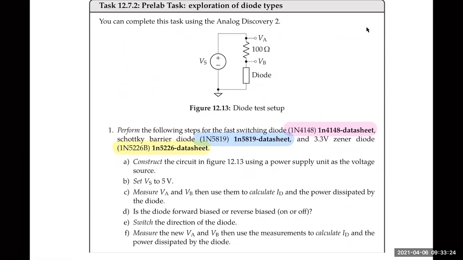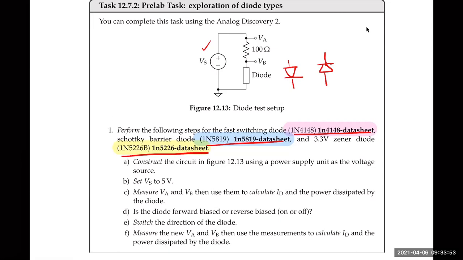So in pre-lab task 2, keep in mind that you are constructing and doing this for 3 different diodes. But basically what you're doing is you're applying a DC voltage of 5 volts to the circuit. And this diode, you're going to measure once with the forward bias and once with the reverse bias, measuring the voltage VA and VB.